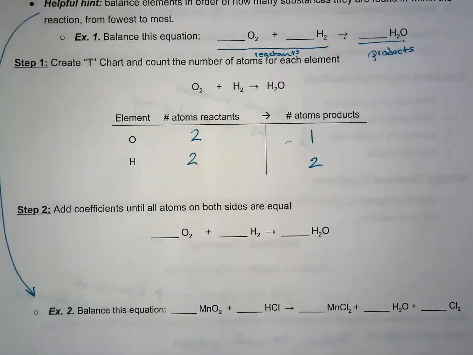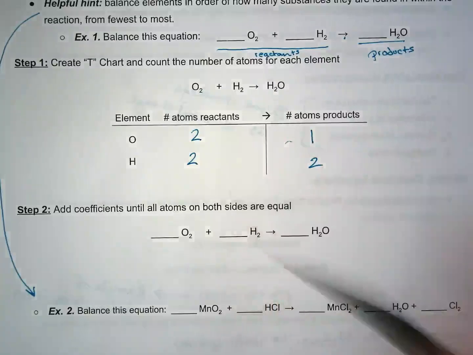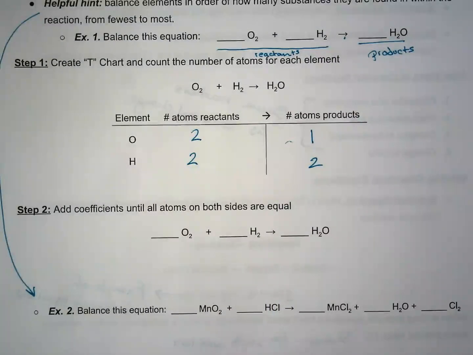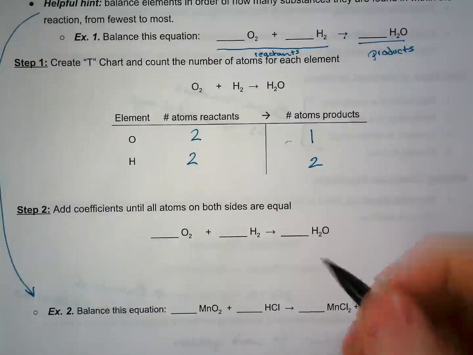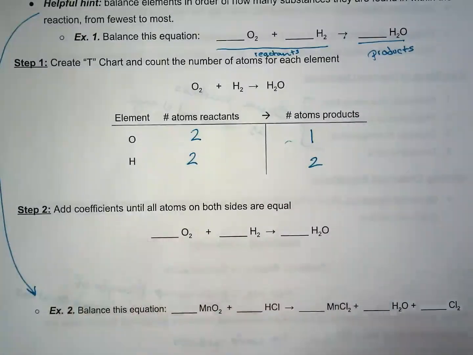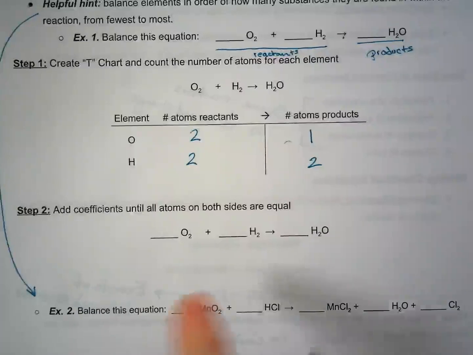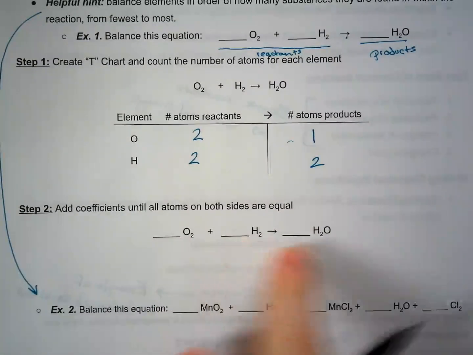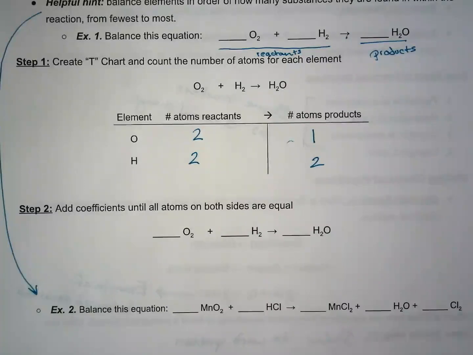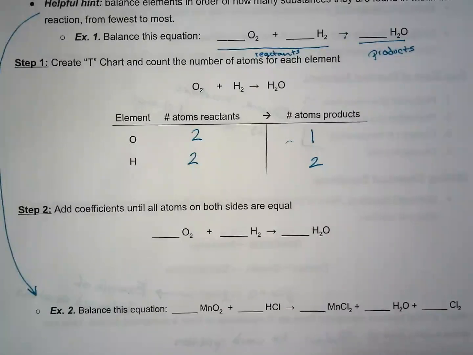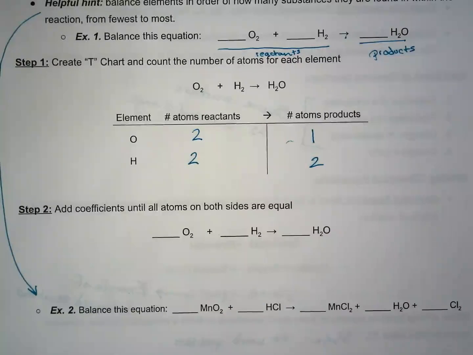So if you've got this printed off, or if you're writing notes right now, I would grab a pencil if I were you, because this is where pencils are going to be needed. So we're going to add coefficients. Before we can add coefficients, what are coefficients? Simply put, coefficients are numbers that we place in front of our compounds, in front of our elements, in front of the atoms, to multiply the number of them.